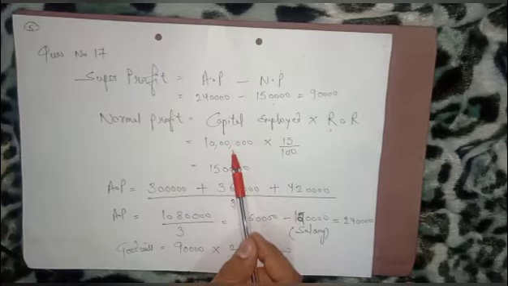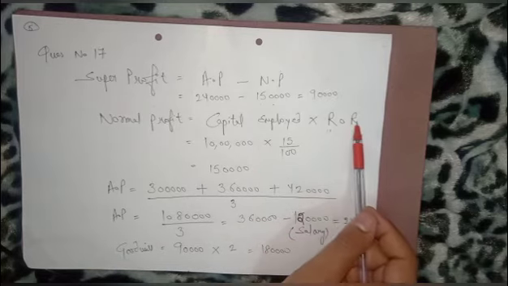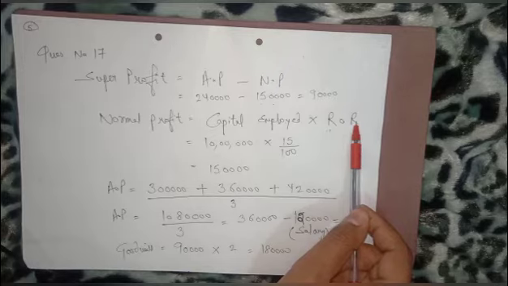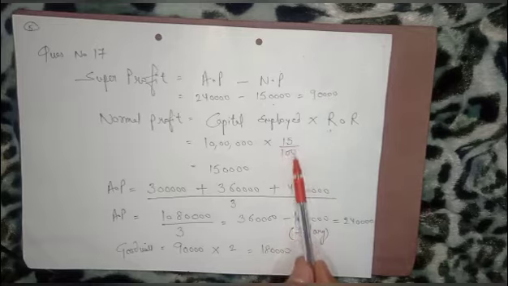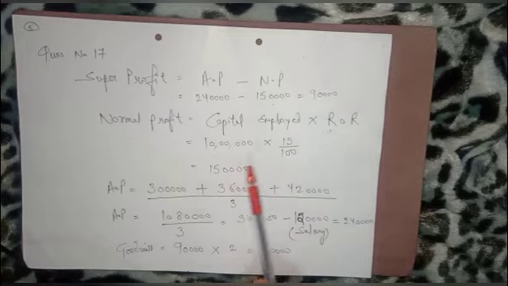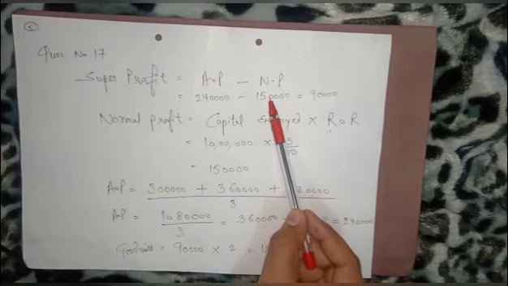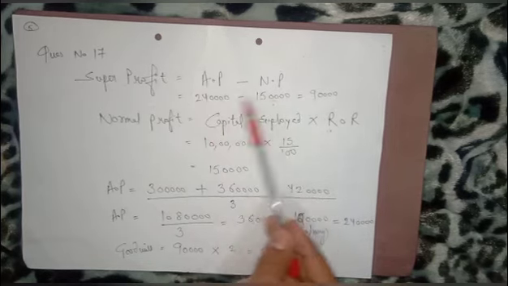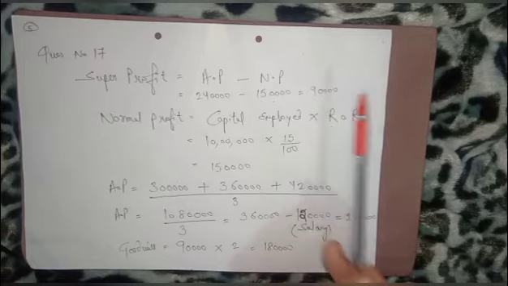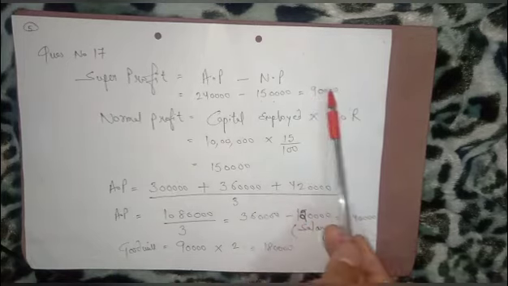Okay, so put here the value 10 lakh, multiply by the rate of return. The rate of return is also given in the first line. If you are seeing the statement very carefully, 15% is the rate of interest. 15%, 15 upon 100. So this will be 1,50,000. You can have the value of the normal profit. Now after calculating this normal profit 1,50,000, you can put the value here, and after writing these two values you can have the value of the super profit, that is 90,000. So in this way you have calculated the super profit.